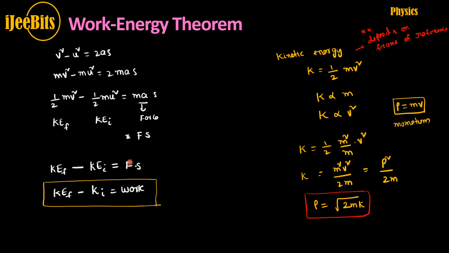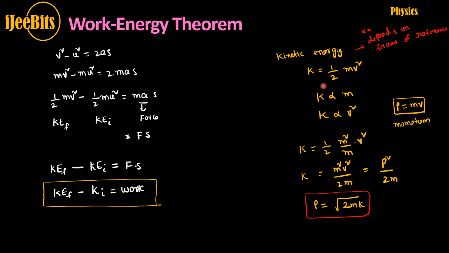Force into displacement is nothing but your work. So the work energy theorem clearly states that change in kinetic energy is nothing but the work done, right? Are you clear? So we use v square minus u square, we use half m v square, and we also talk about delta of kinetic energy equal to work done.